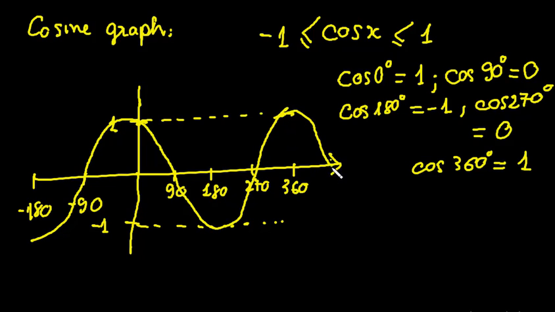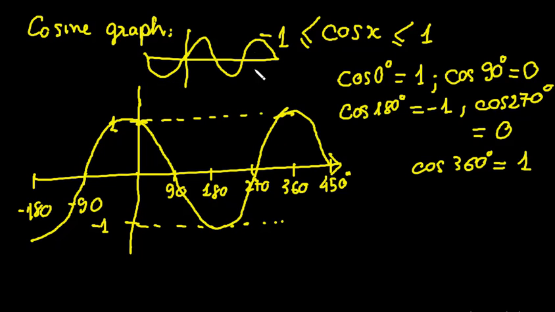Here's 450 degrees. Okay. The shape of the sine curve would be this one, something like this. These two look quite the same, but they start at different points.